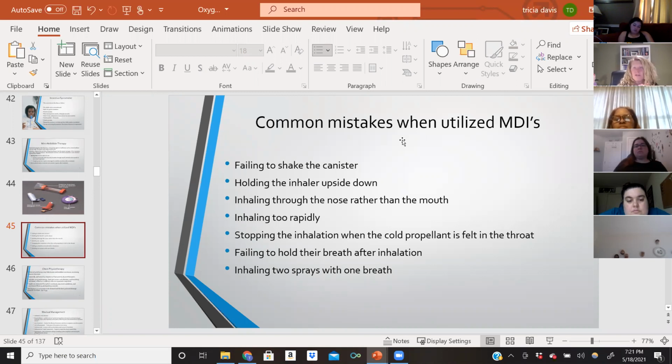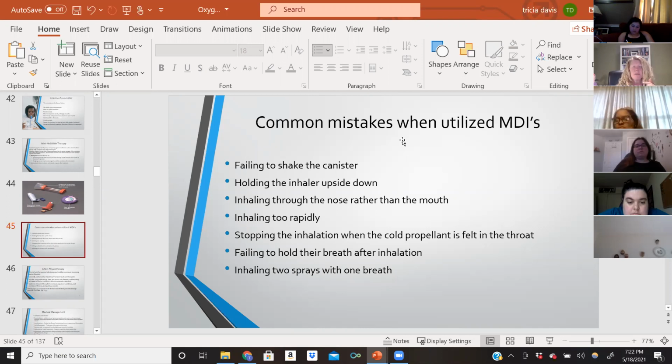Another mistake is to inhale through the nose rather than the mouth. They take a deep breath in, but if they're breathing through their nose, they're not getting that medicine in. You just have to really tell them to breathe through their mouth so they get all that medication. Sometimes they breathe too rapidly or too soon before the medication comes in.